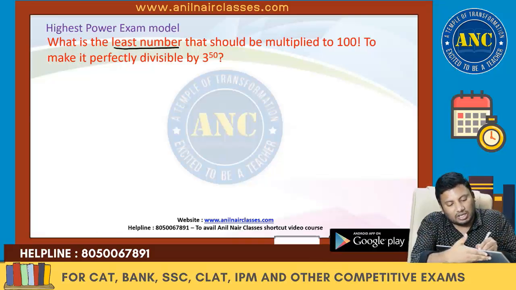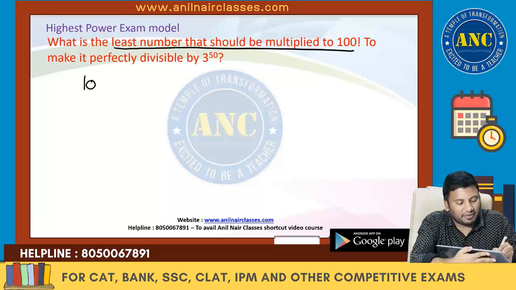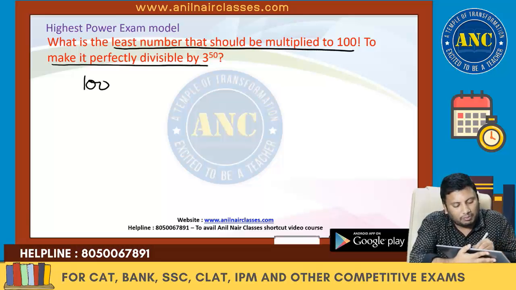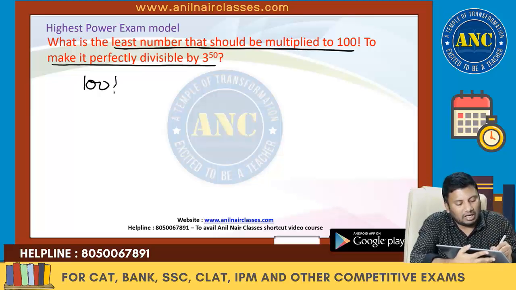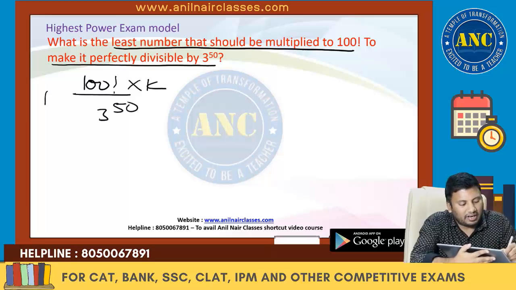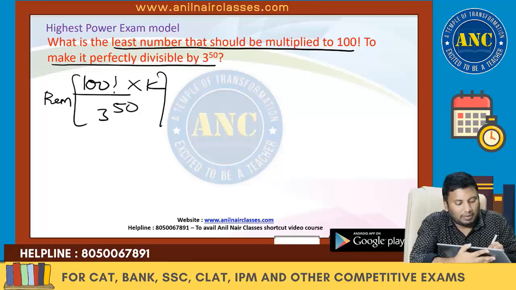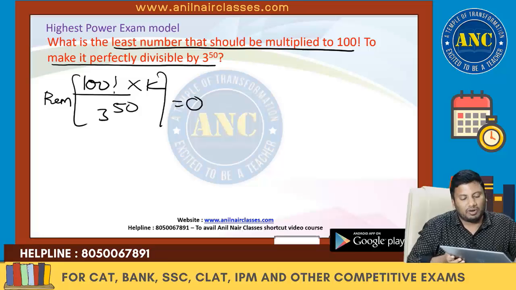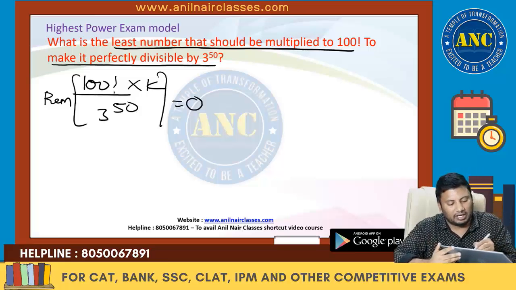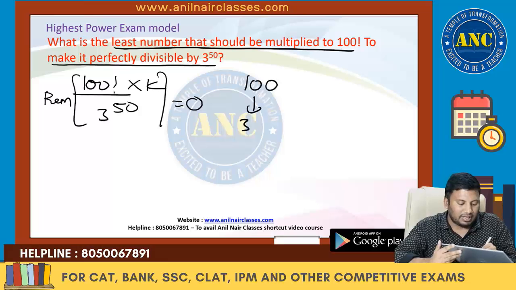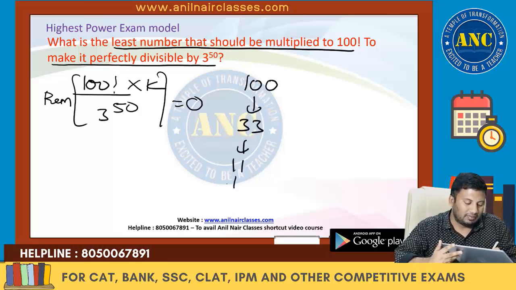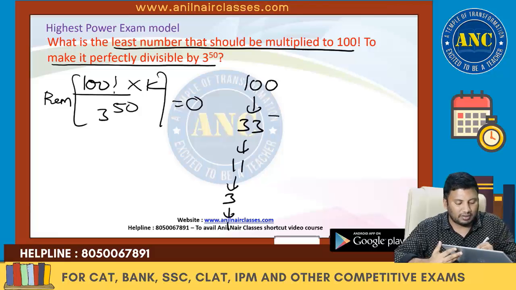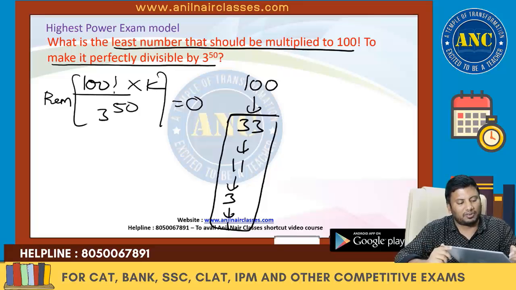What is the least number that should be multiplied to 100 factorial to make it divisible by 3 power 50? 100 factorial should be multiplied by which number so that when divided by 3 power 50, the remainder will be 0? In 100, how many 3s will we get? 3 33s are, 3 11s are, 3 3s are, 3 1s are. How much did we get? 33 plus 11, 44, 47, 48.